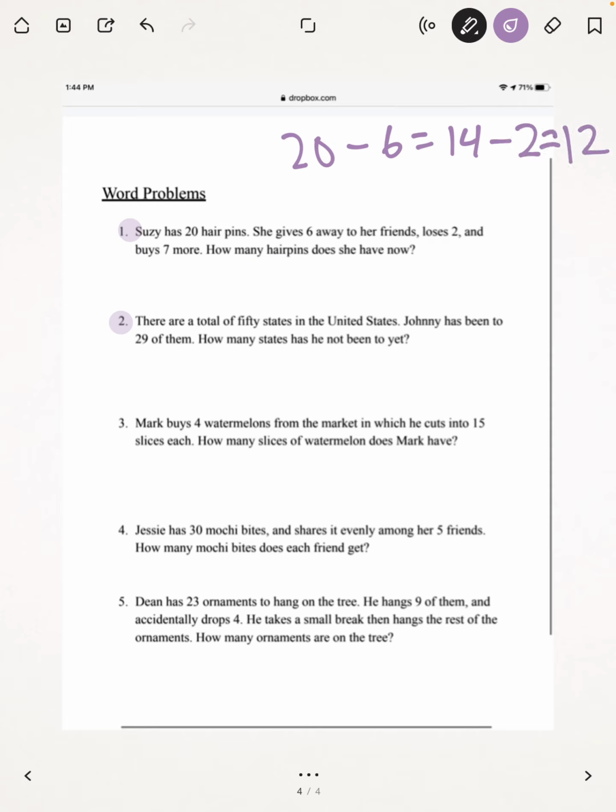And then she buys 7 more, so it's add 7. And then that equals 19. So she has a total of 19 hairpins. Okay, there are a total of 50 states in the United States.